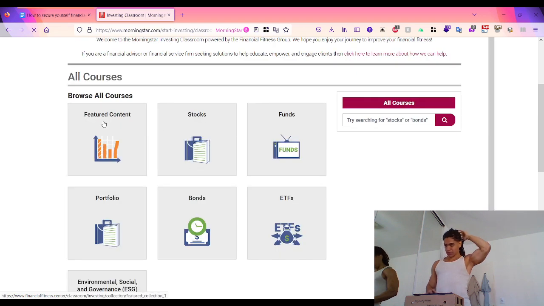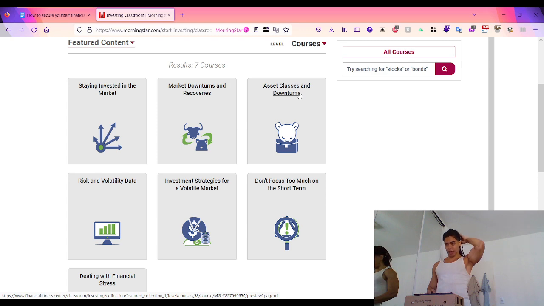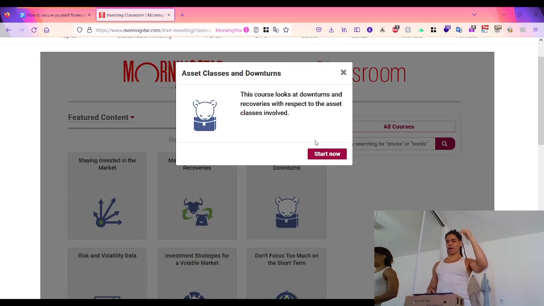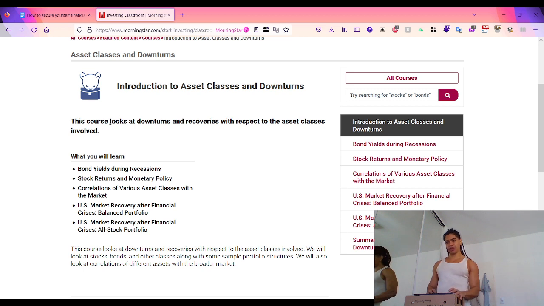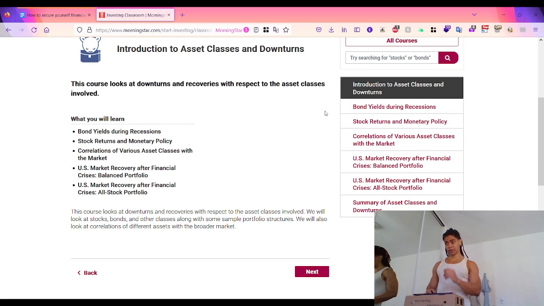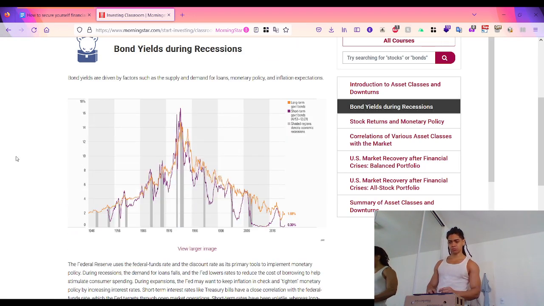So, now I look at the market in terms of recovery, and here it is looking at asset class and downturns. This score looks at downturns and recovery with respect to the asset class involved, whether they are bonds, treasury bills, small stocks, large stocks. So first I looked at the market downturns and recovery, and now it is oriented to asset class. Okay, cool.